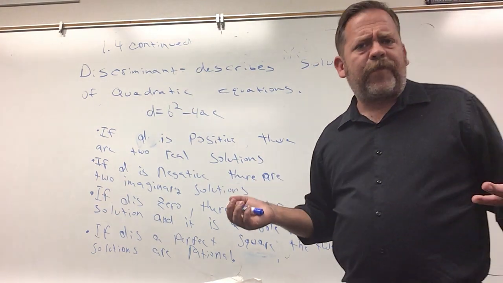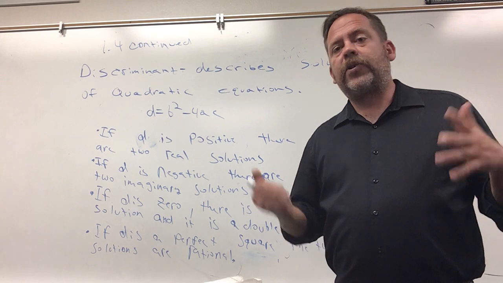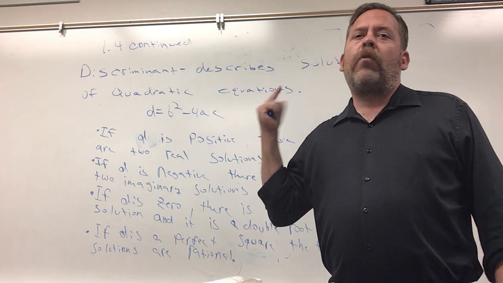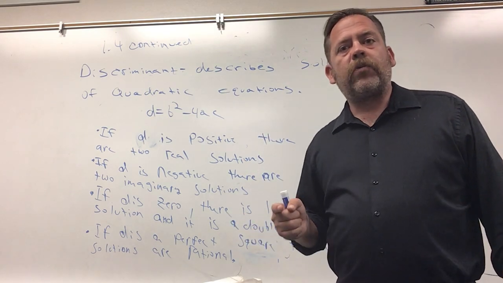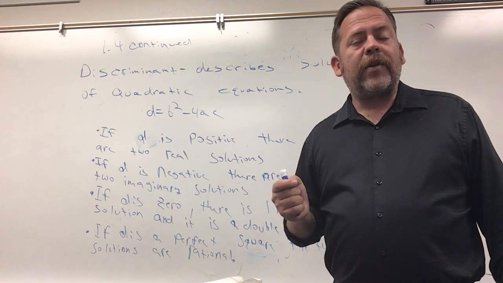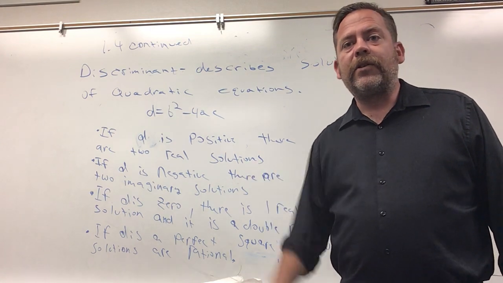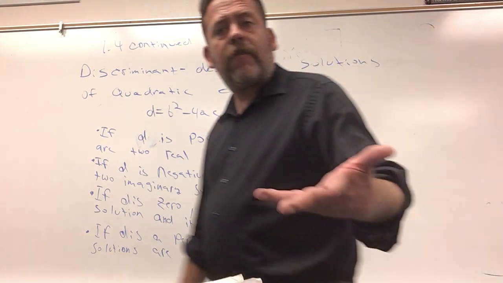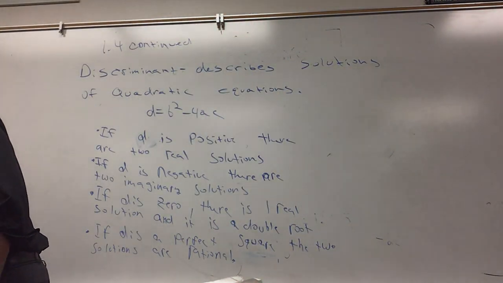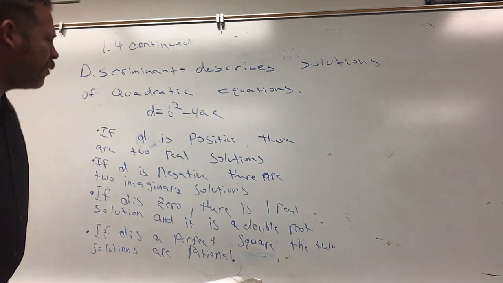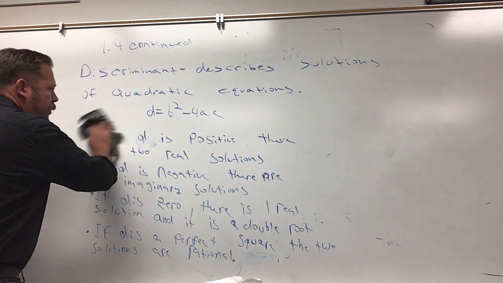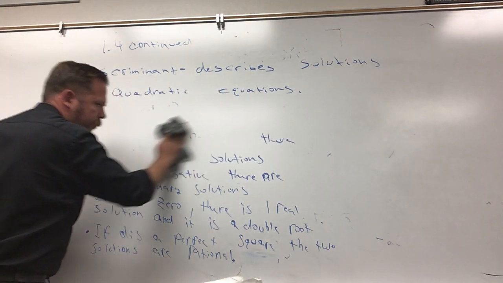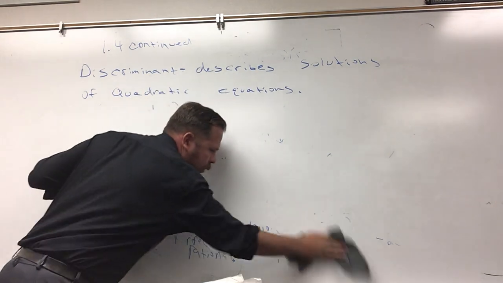What's a perfect square? 0 is a perfect square because the square root of 0 is 0. 1 is a perfect square because the square root of 1 is 1. 4 is a perfect square because the square root of 4 is 2. 9 is a perfect square. 1/4. Is 1/4 a perfect square? I think it is, because the square root of 1/4 is 1/2. So that's what makes a perfect square.